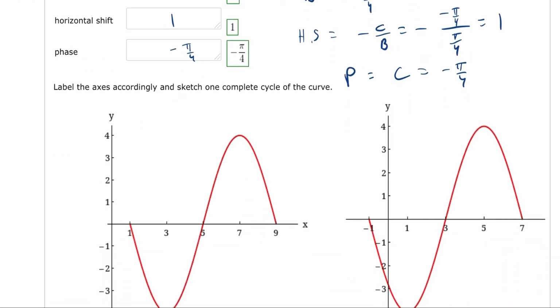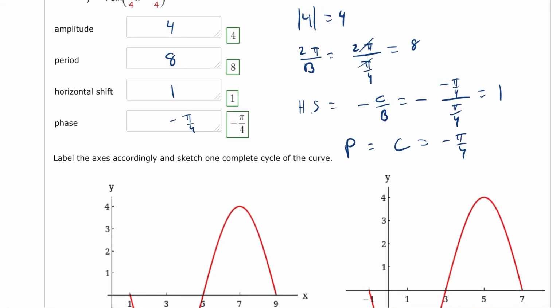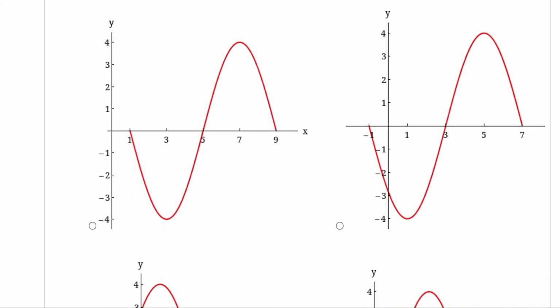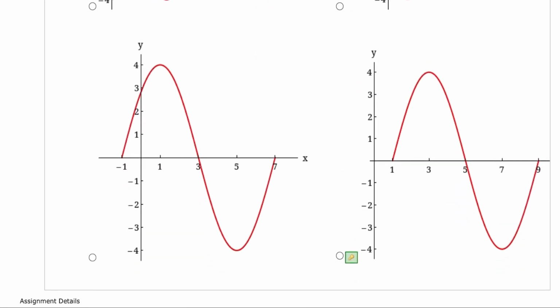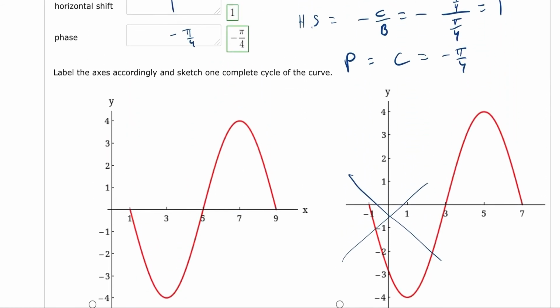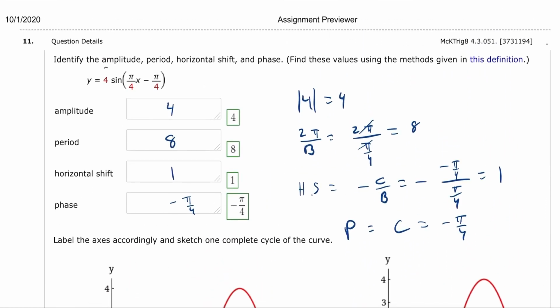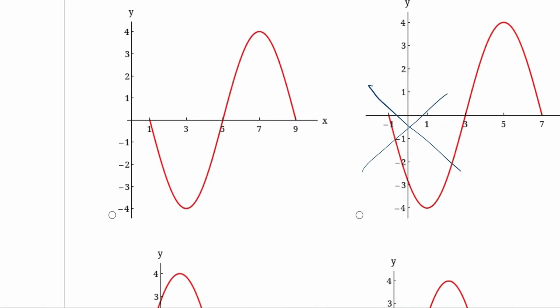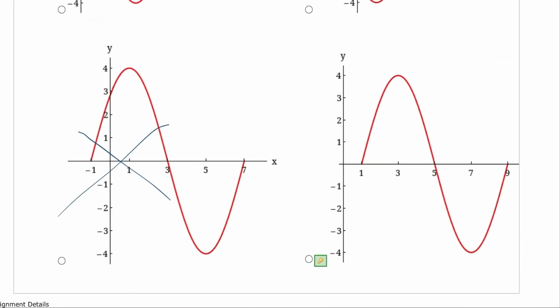All right, so let's see which ones we can eliminate from here. The shift is 1, so you have to start at 1, so this is good. This one's not good. This one's not good. So it's got to be between these two. And because it is a positive 4, that means we're going to go up first, not down first. So this is off. This one's got to be it.